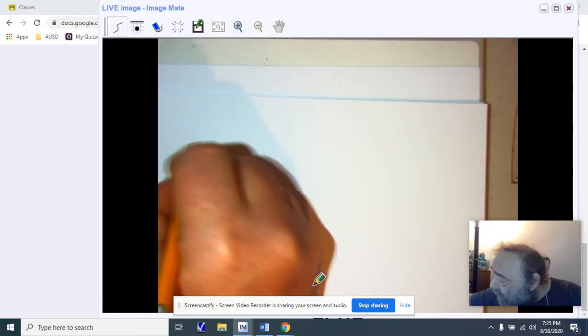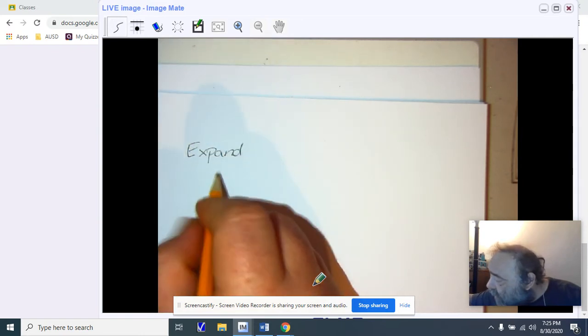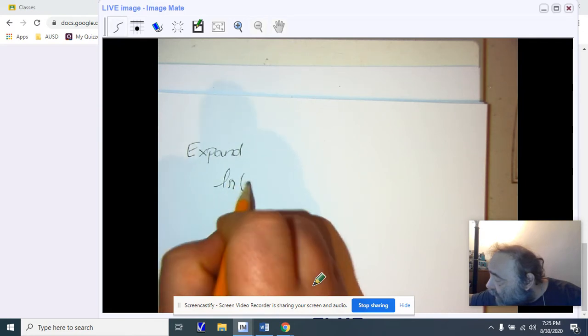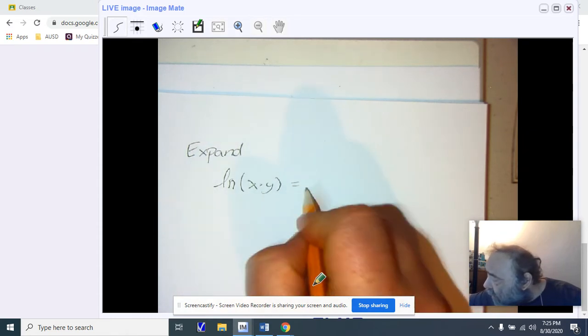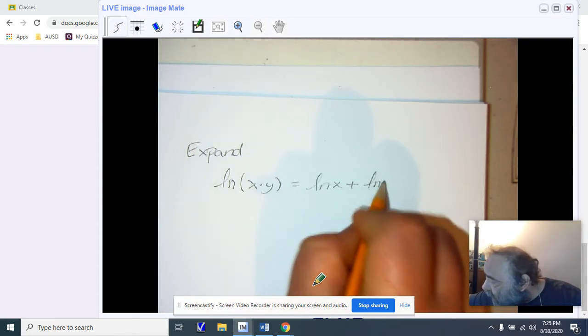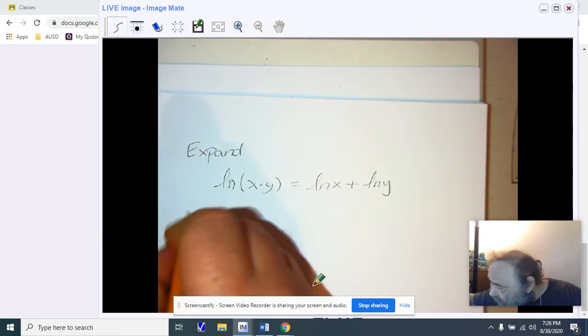To expand is to take a single logarithmic expression, such as a natural log of x times y, and expand it into a multi-logarithmic statement by using sums and differences. So we're just moving from a single logarithmic term to a larger logarithmic term. That's expanding.